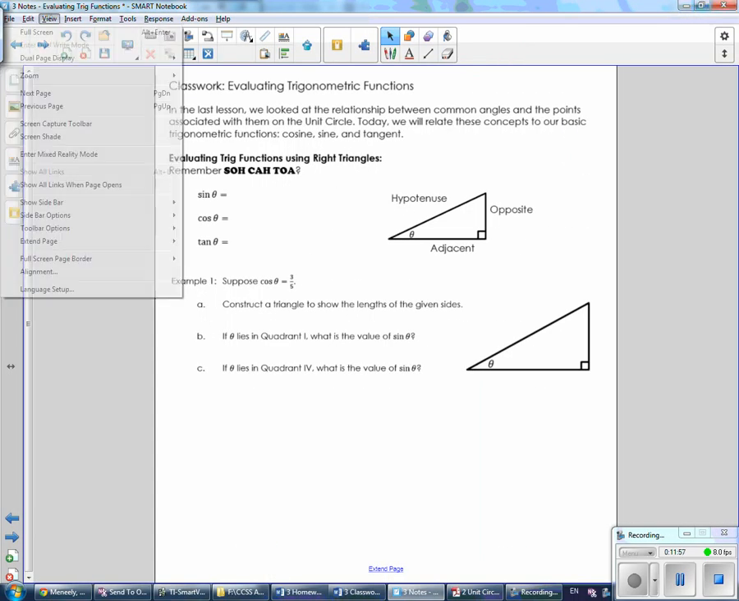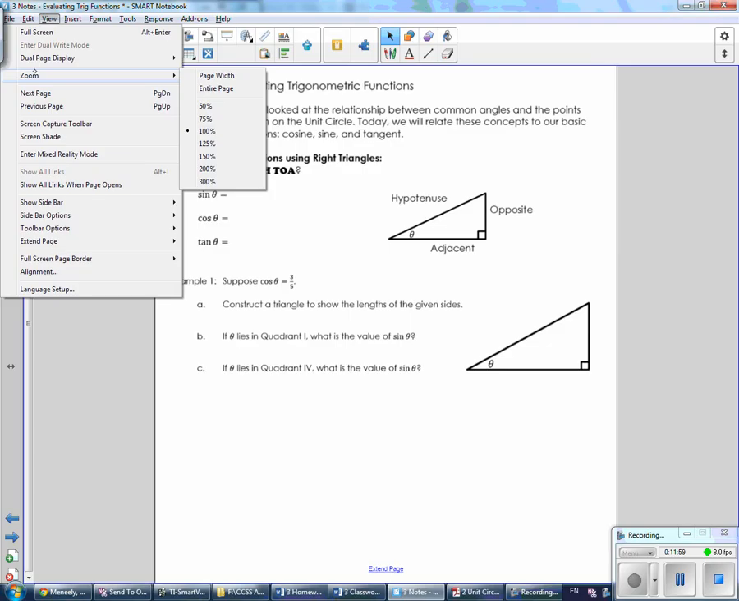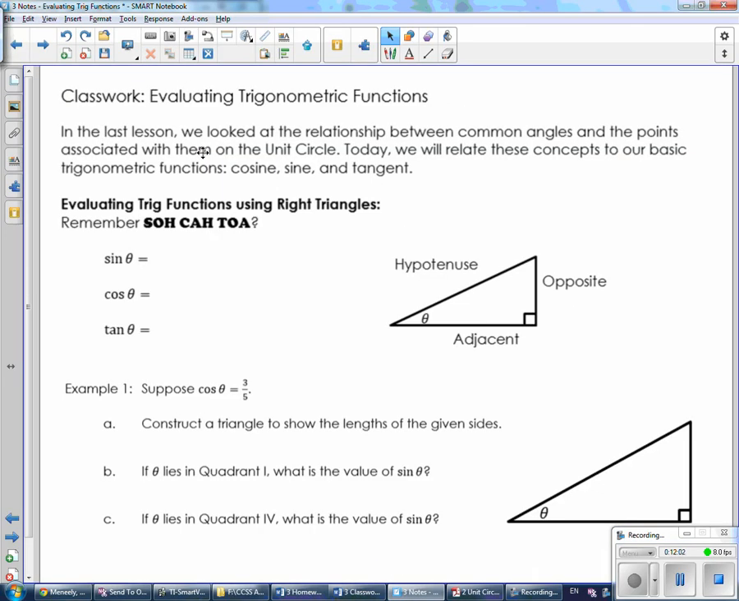You do need a calculator for everything else, but for this first part, I'm going to blow this up a little bit so you can see it a little better. So if you guys remember from geometry, you learned about Sohcahtoa. And Sohcahtoa refers to the relationship between the sides of a right triangle and the angle measure.